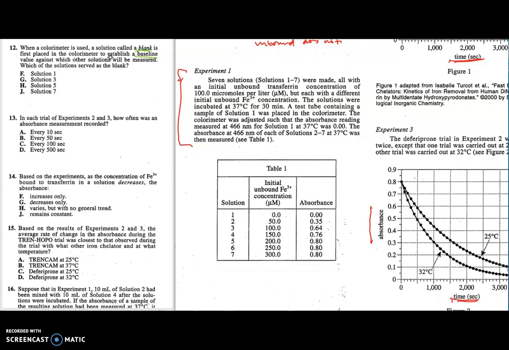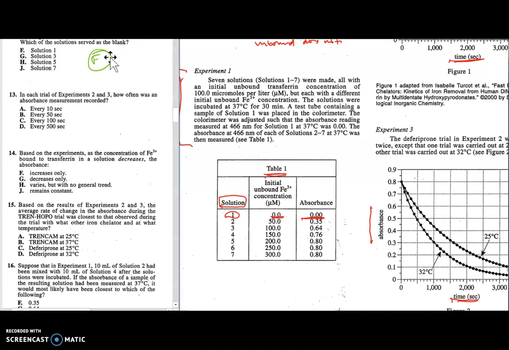So we find solutions here. I guess we're looking at table 1. And I'm thinking we've got a 0 and a 0, so that's a baseline. You want it to get to 0 and then everything to be measured after that. So that is solution 1, answer F. That was nice and easy, thank you very much.